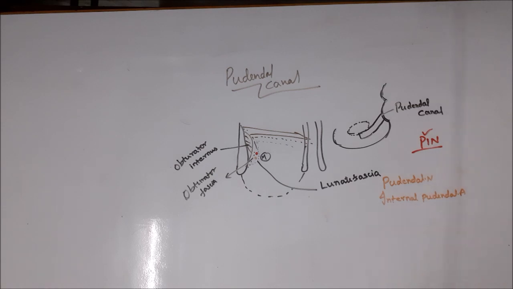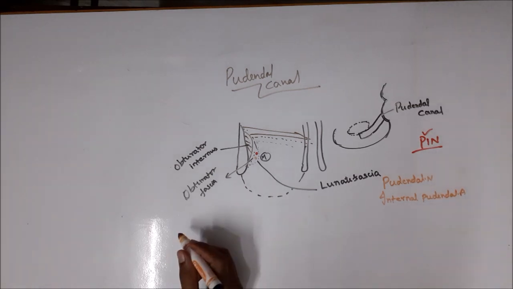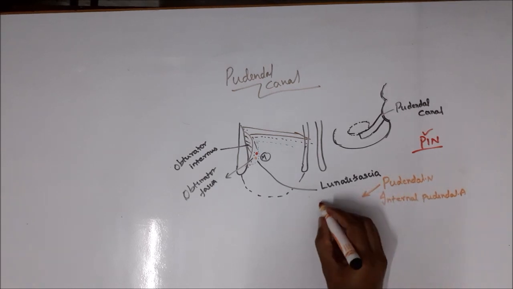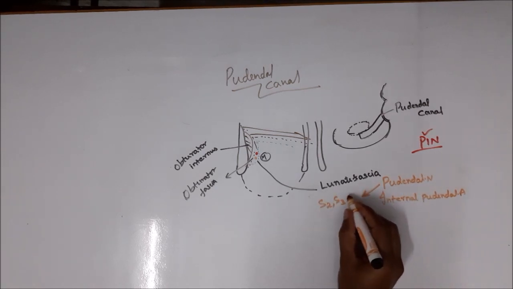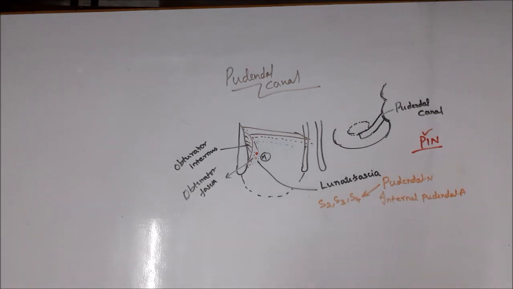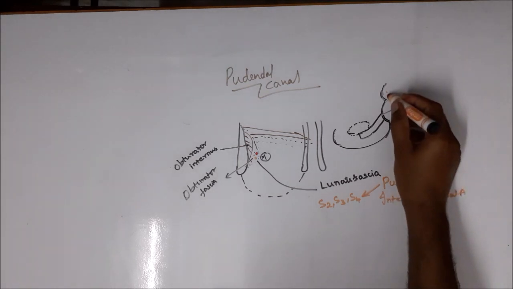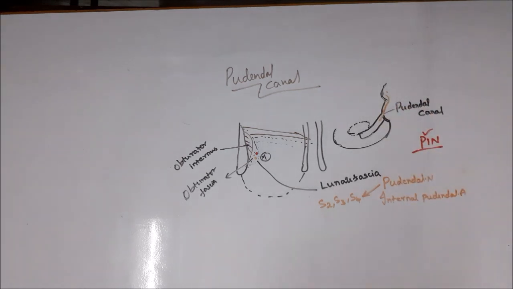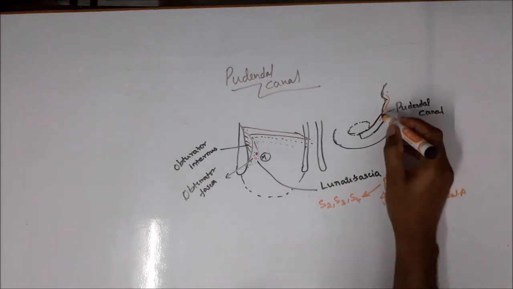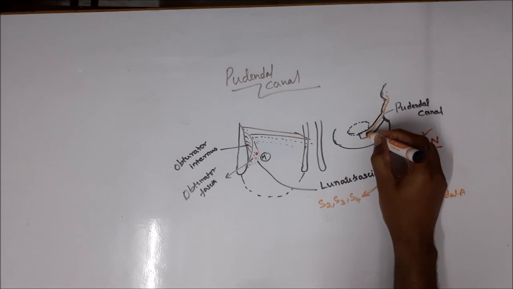So coming to this pudendal nerve. Pudendal nerve is coming from the sacral plexus, so it's carrying S2, S3 and S4 fibers along with that. Then it's coming out of the pelvis, going into the gluteal region below the piriformis, and it's turning over this dorsal part of the ischial spine and coming back into the perineum through the lesser sciatic notch. Then it's entering into the pudendal canal.